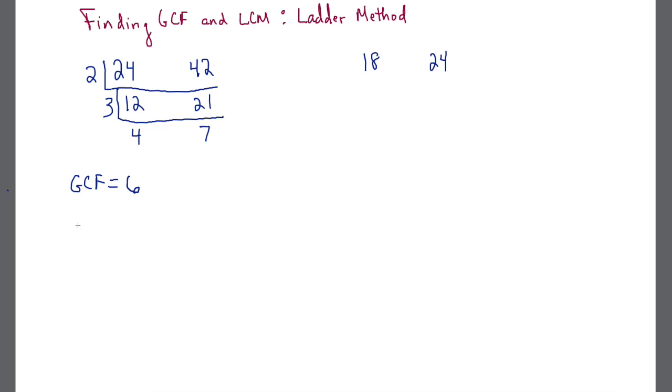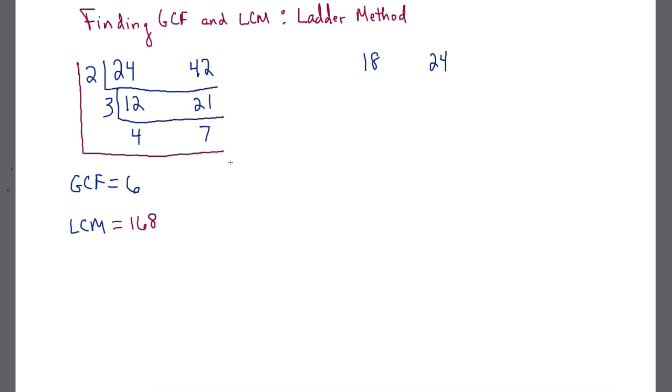Okay? Now let's find the LCM. What I have to do here is make a big L around the problem. Now look at all these numbers that I created here on the outside. They're outside these boxes. There's a 2, a 3, a 4, and a 7. So I'm going to multiply them together. 2 times 3 is 6. 6 times 4 is 24, and 24 times 7 is 168. So the LCM of 24 and 42 is 168.